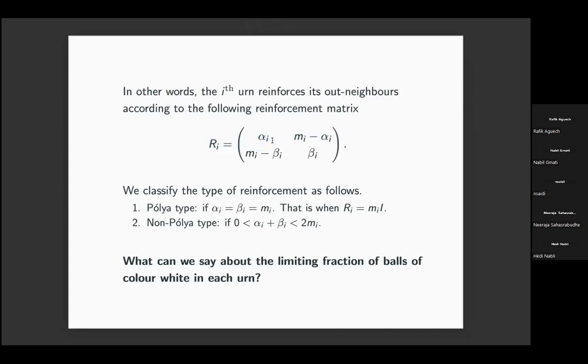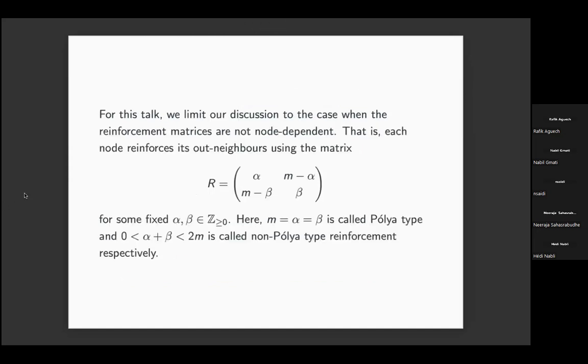So what I'm going to present today is the results from a simpler case that we have studied earlier. This work is still ongoing, but we do have some interesting results here as well. For simplicity of notation, I'm going to talk about the case when this does not depend on the node. So now, if you draw a white ball from node I, all the out neighbors will get alpha many white balls and m minus alpha many black balls. It does not depend on the node.